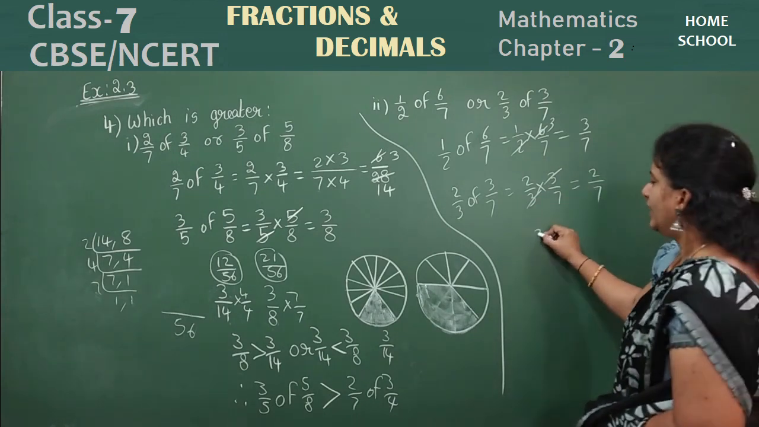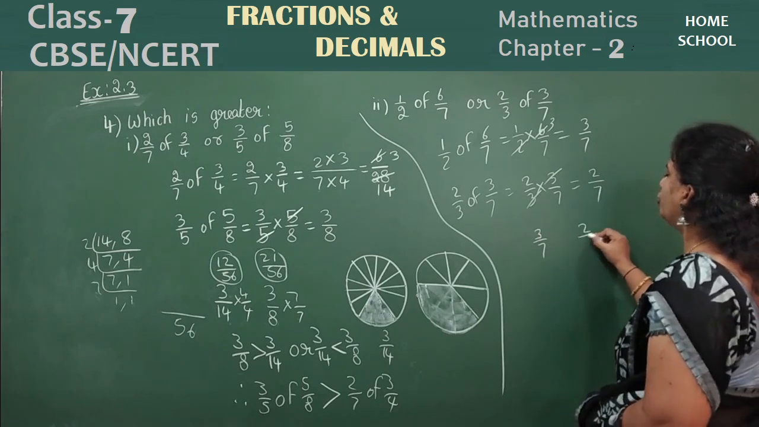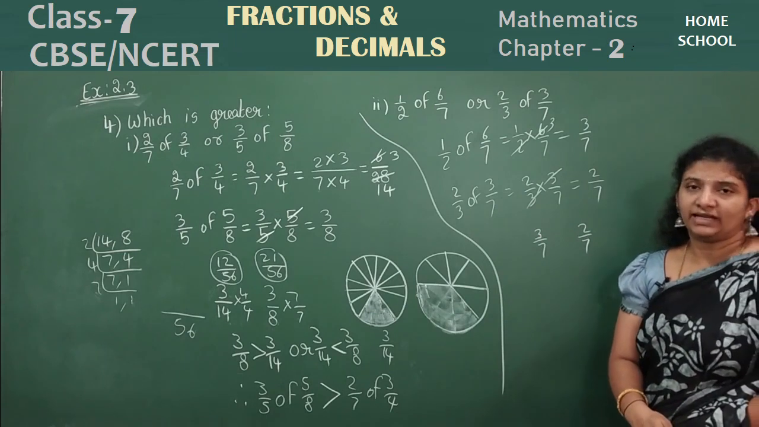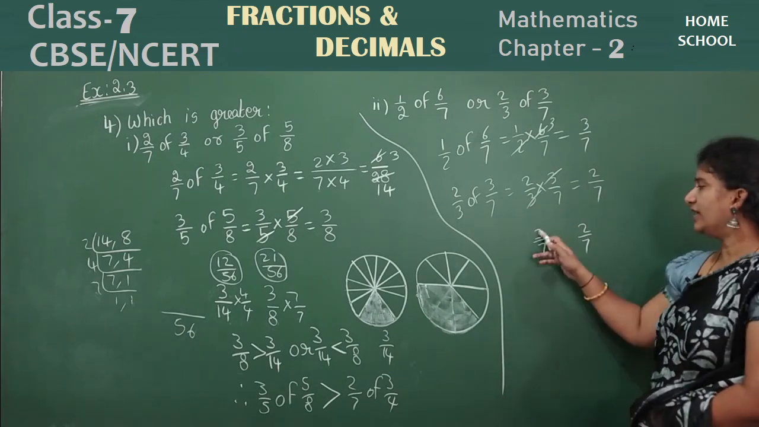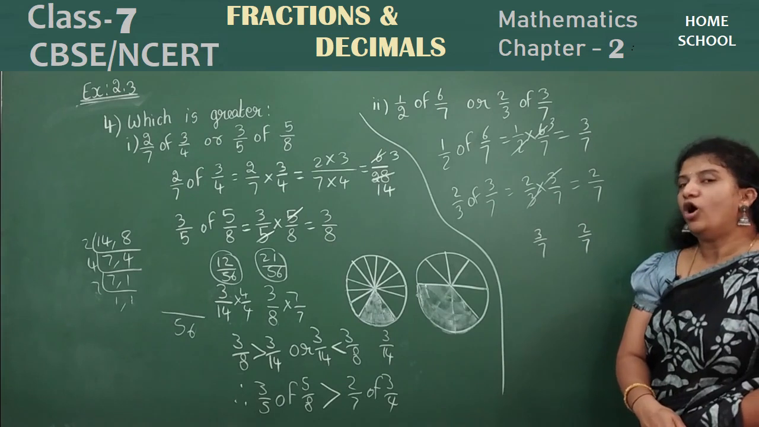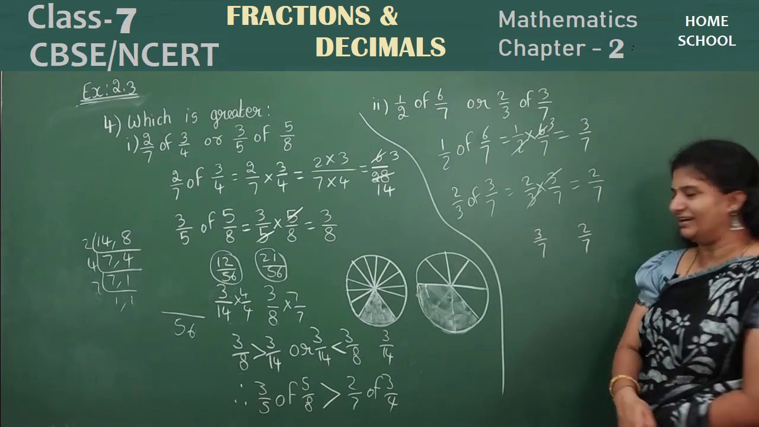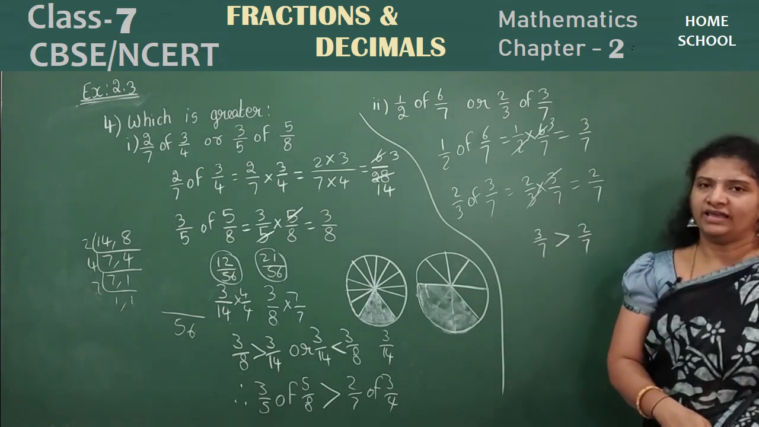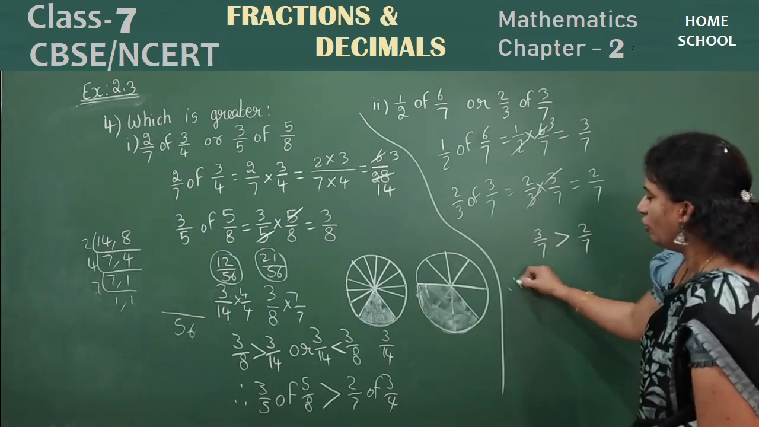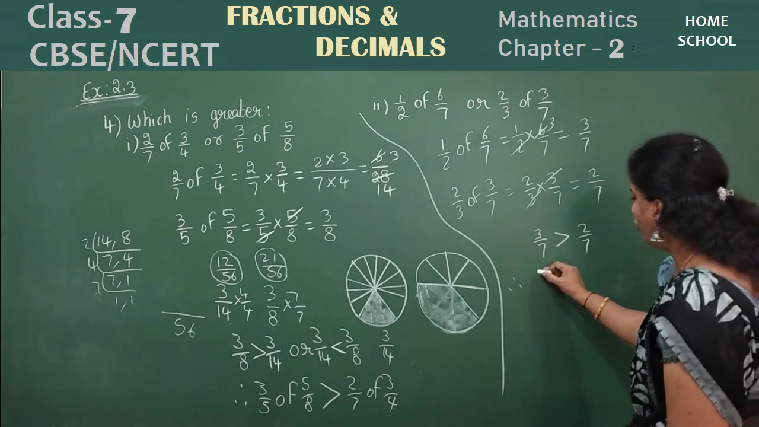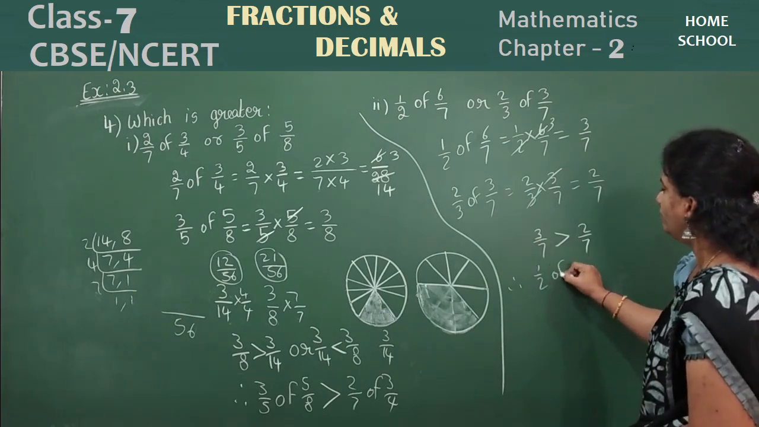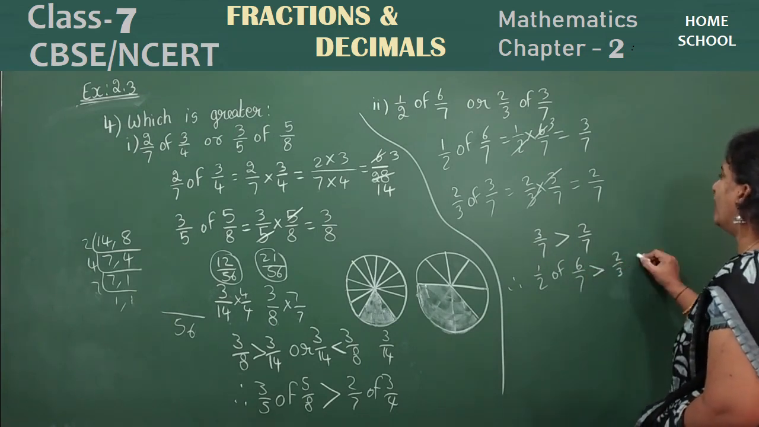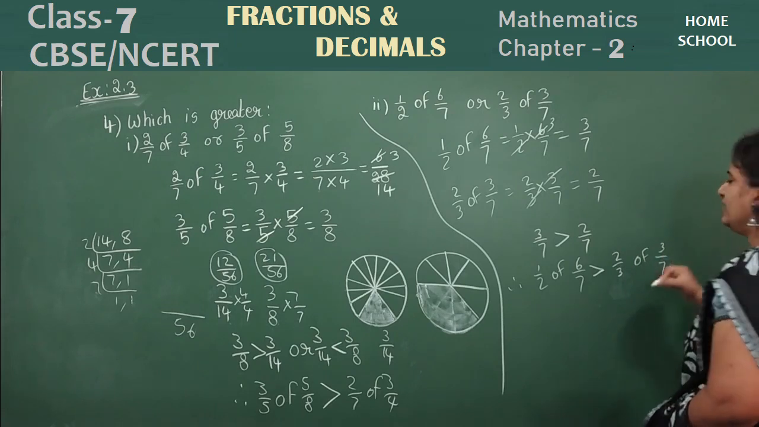So now in 3 by 7 and 2 by 7, which is greater? Denominators are same. Directly we can compare the numerator. 3 is greater or 2 is greater? Obviously 3 is greater. So 3 by 7 is greater than 2 by 7. Therefore, 1 by 2 of 6 by 7 is greater than 2 by 3 of 3 by 7.